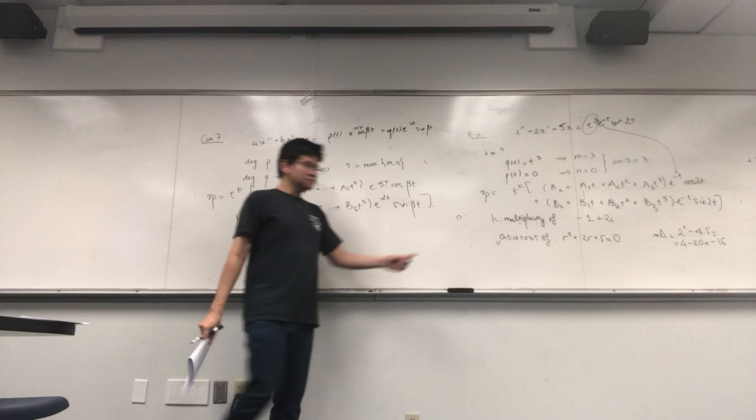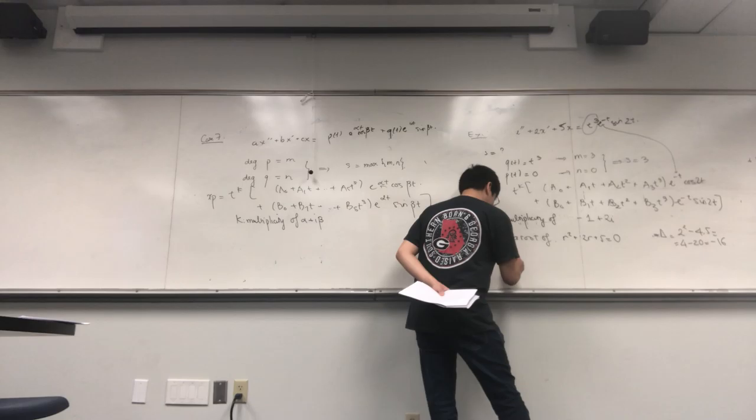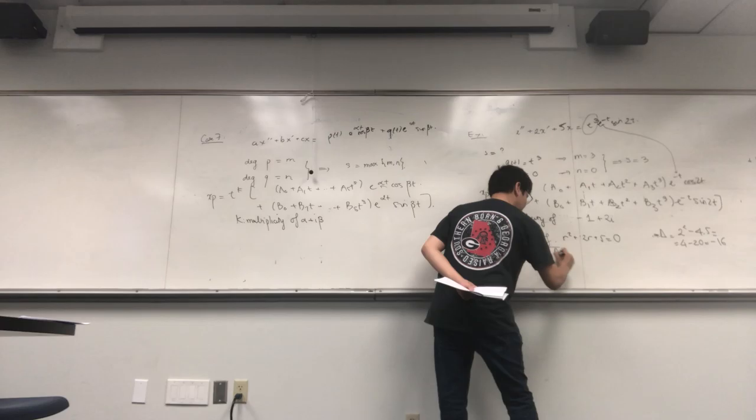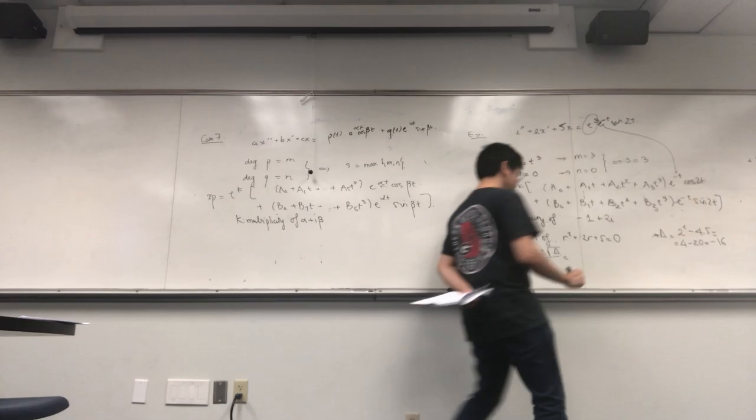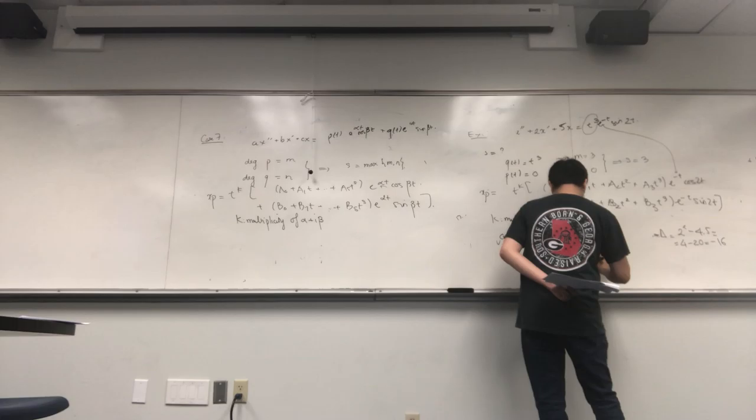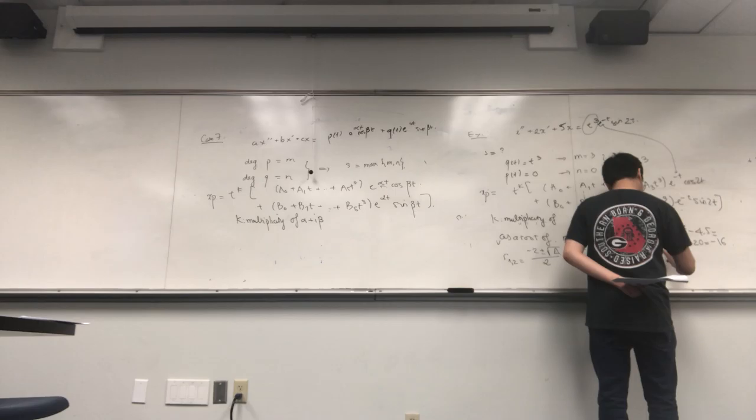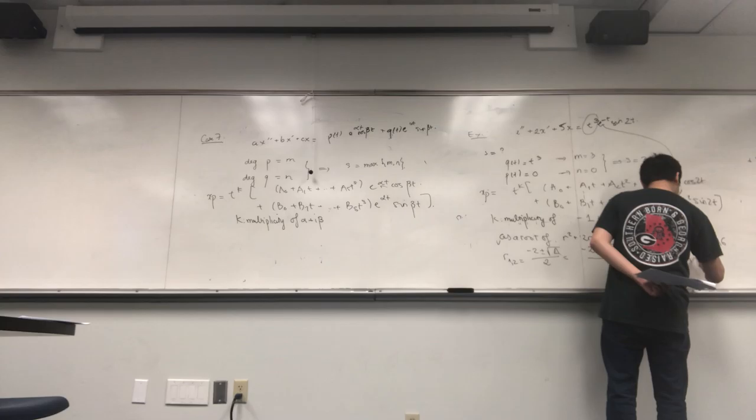So the two roots will be minus 2 plus or minus the square root of delta, divided by 2 times the first constant. So this is minus 2 plus or minus the square root of minus 16 over 2, and this is minus 2 plus or minus 4i over 2, which means that this is minus 1 plus or minus 2i. All right, so this is a solution.